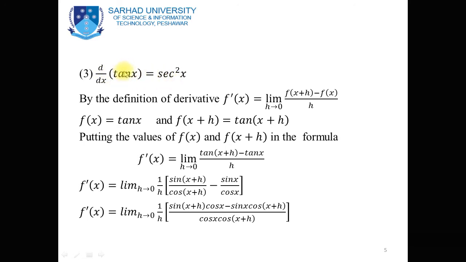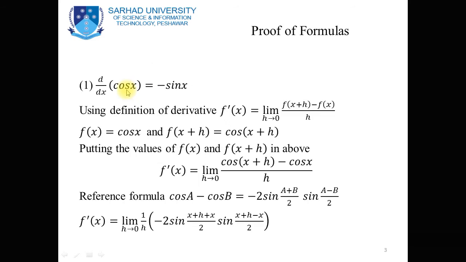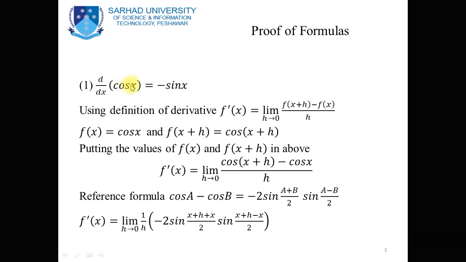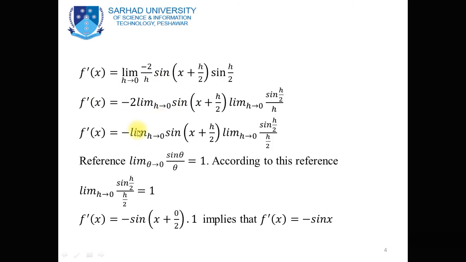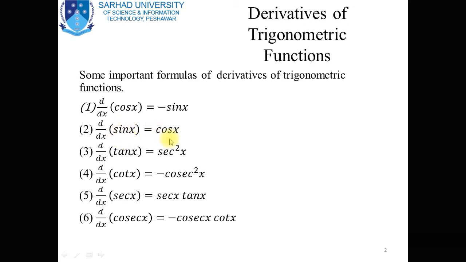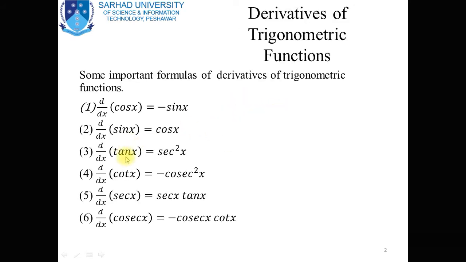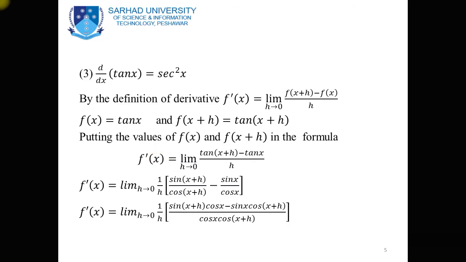Dear students, for the derivative of sine x is equal to cos x, you see here in the previous slide that the derivative of cos x is equal to minus sine x, and the derivative of sine x is equal to cos x. So this is actually the proof for the first formula. Now try yourself to prove this second formula, the derivative of sine x is equal to cos x, by using this definition procedure. Now we are going to prove that the derivative of tangent x with respect to x is equal to secant square x. So the derivative of tangent theta with respect to theta is equal to secant square theta.